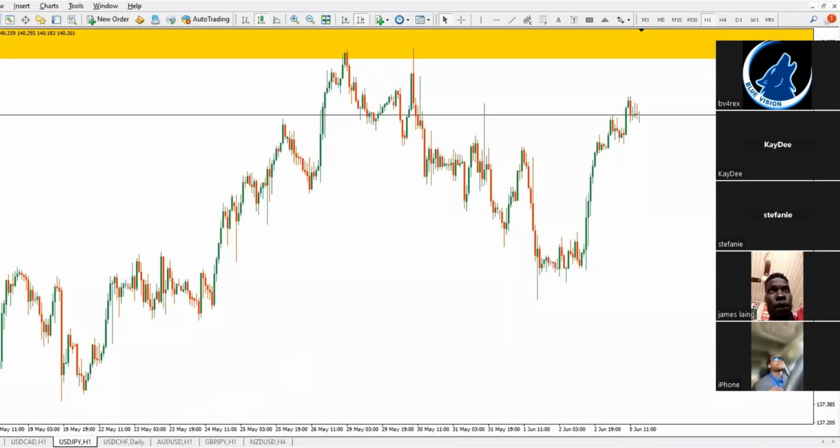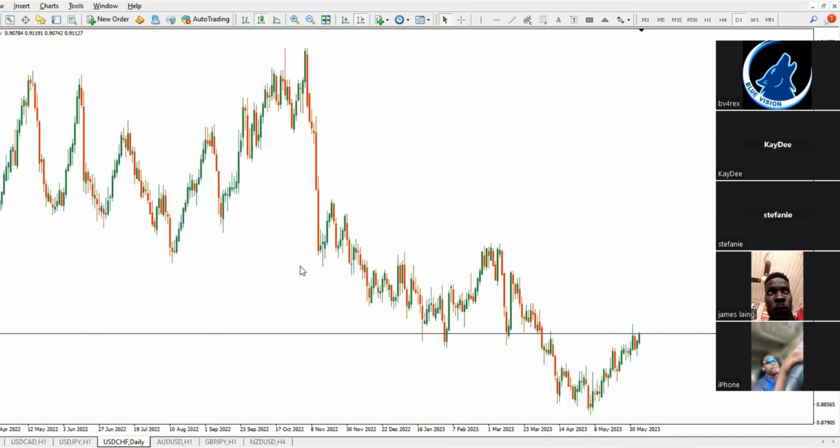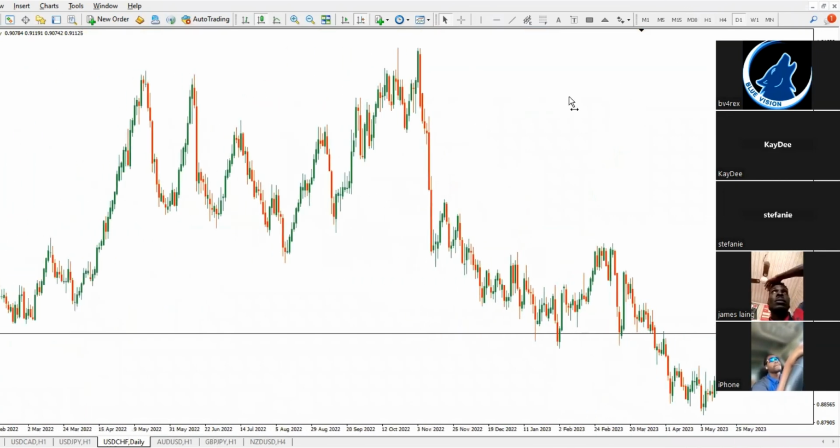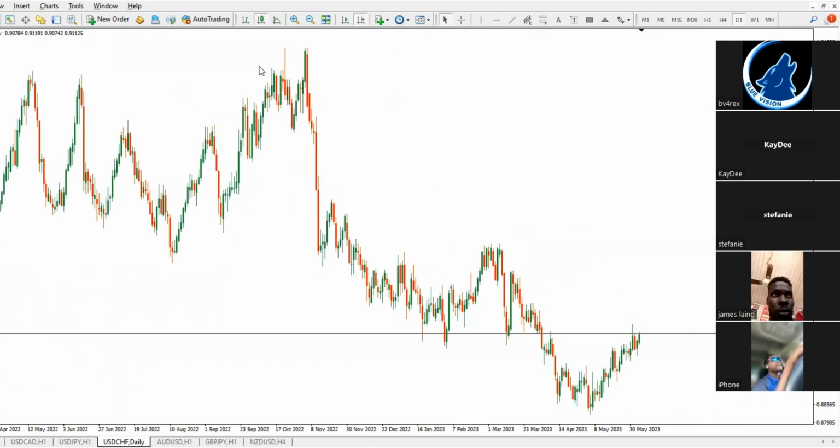CHF, and what do we have on that? So this is USD CHF, and then the daily time frame. This is really how it looks, and the confirmation we are looking forward to on the daily. So easy to see.